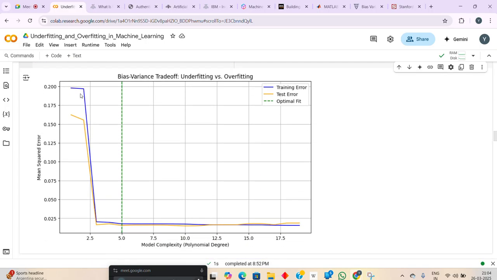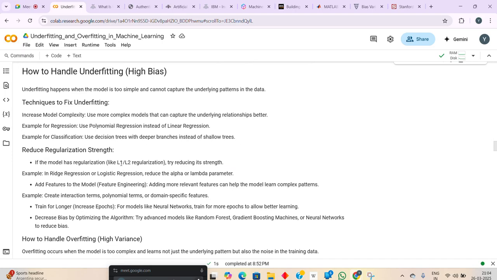We just used it to show you. The blue line is the training error. The orange line is the testing error. The optimal fit is the green line. So here is the optimal fit, where training error is less and even testing error is less. Both are less at that point, so we have to identify that.